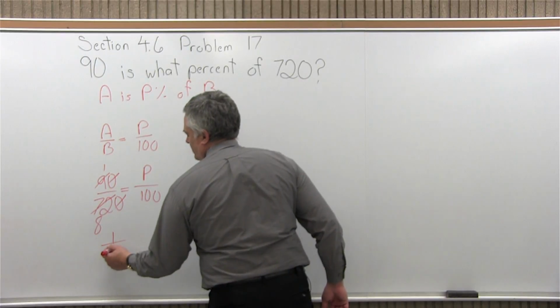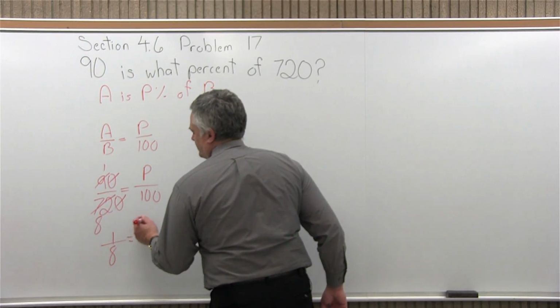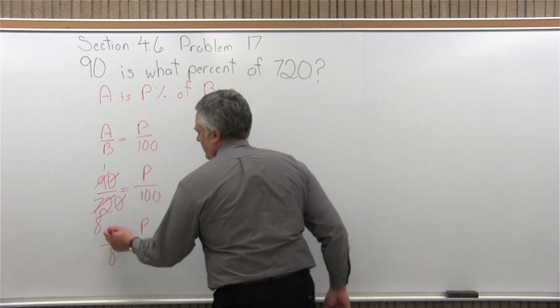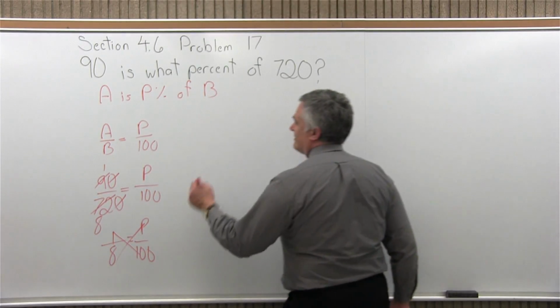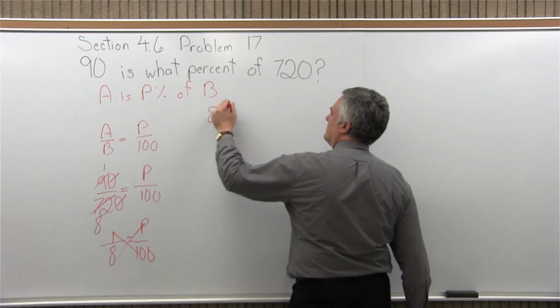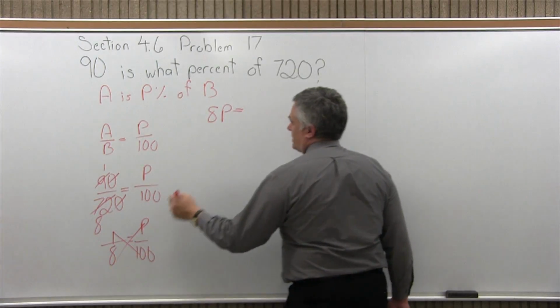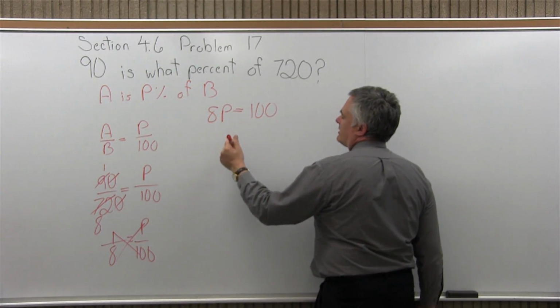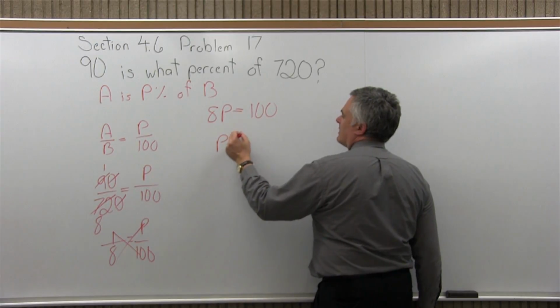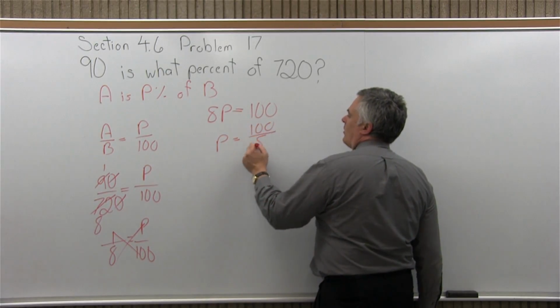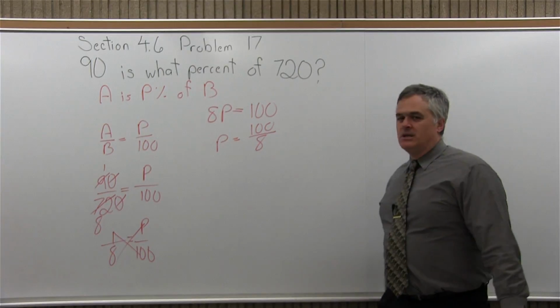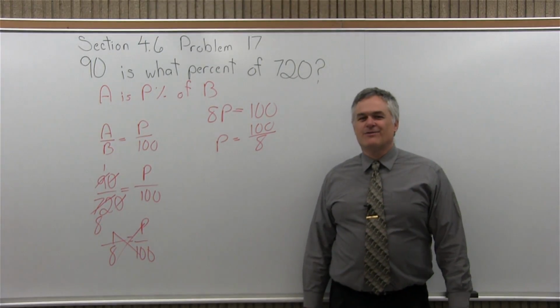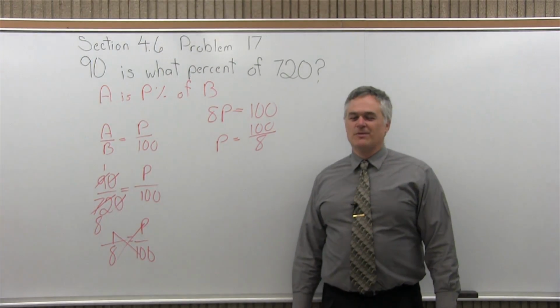So it really boils down to 1 over 8 equals P over 100, and now I can cross multiply. 8 times P is 8P. 1 times 100 is 100. Solve for P, divide away the 8. P equals 100 over 8. Now, unfortunately, 8 does not divide in evenly. We're getting a bit of a decimal.